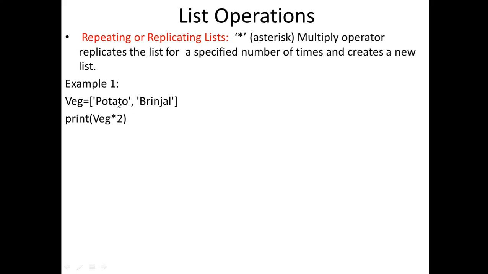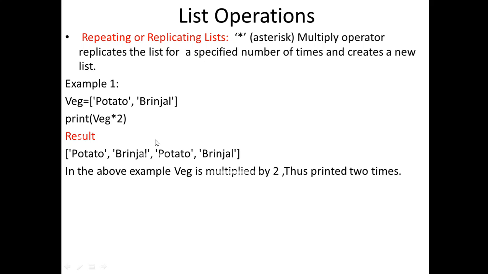For example, potato and brinjal, one list, and what you have written is print veg into 2. Veg is what? The list item. So potato and brinjal are the items, and you are multiplying by 2. So 2 is what? The integer number. So the veg list, that is the items potato and brinjal, will be replicated or repeated twice. So the output would be potato brinjal, potato brinjal. You can see the result is this.